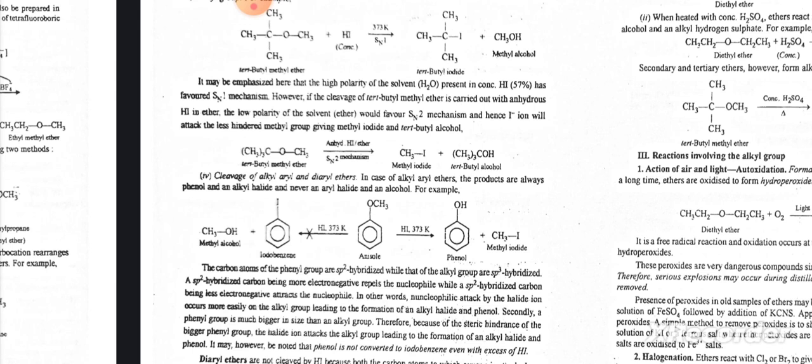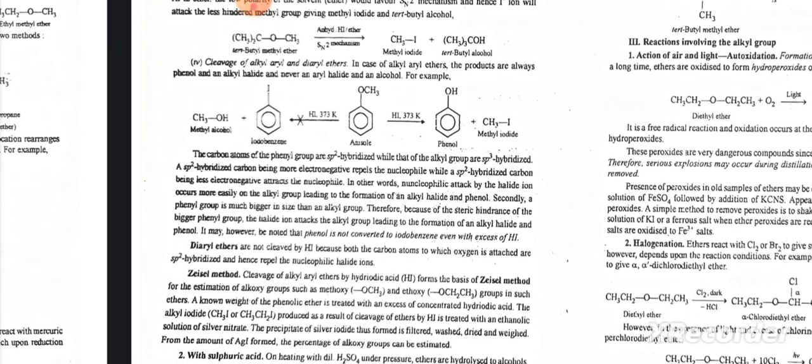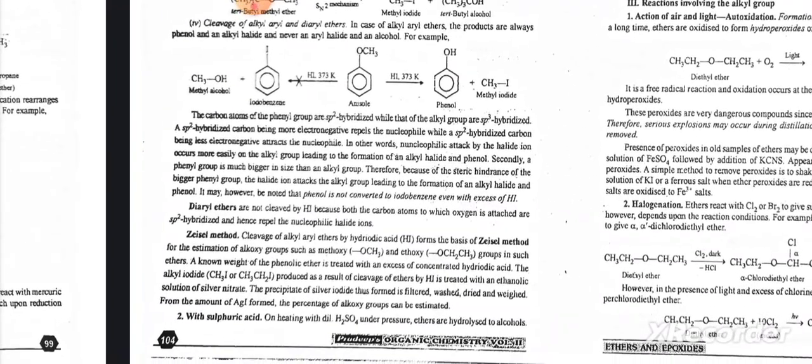Cleavage of alkyl aryl and diaryl ethers. In case of alkyl aryl ethers, the products are always phenol and the alkyl halide, never an aryl halide and alcohol. The carbon atoms of the phenyl group are sp2 hybridized, while that of the alkyl group are sp3 hybridized. An sp2 hybridized carbon, being more electronegative, repels the nucleophile, while the sp3 hybridized carbon, being less electronegative, attracts the nucleophile. In other words, nucleophilic attack by the halide ion occurs more easily on the alkyl group, leading to the formation of an alkyl halide and phenol.